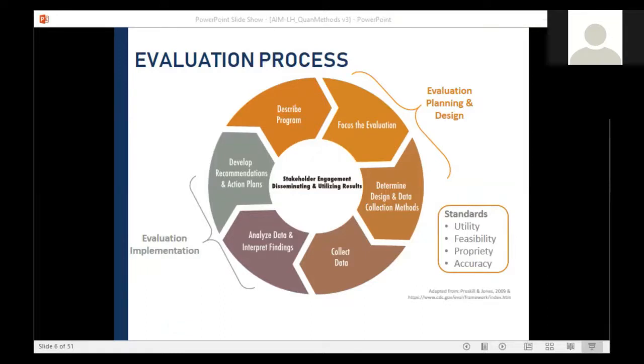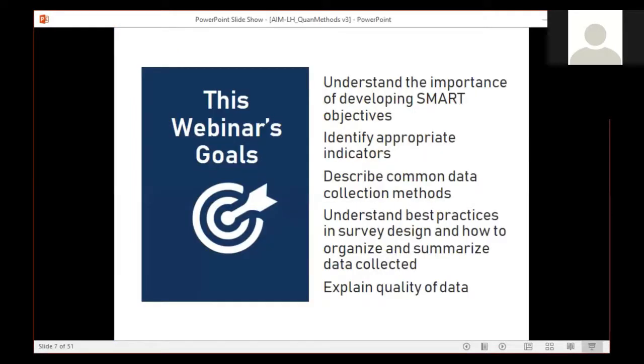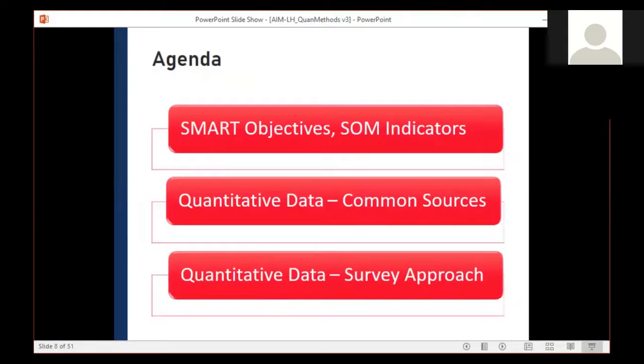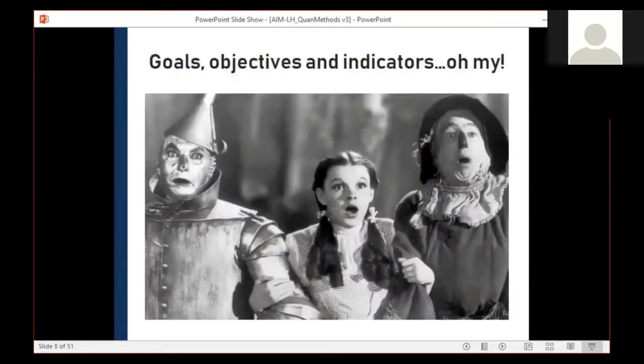For today's webinar, we're still hanging out on the evaluation planning and design side, and we're touching a little bit on describing the program and then diving into data collection methods. These are our goals for you today. We've got several of them, and hopefully we'll quickly get through all the content that we have for you. Our agenda, we've divided it up into 3 parts, starting with objectives and indicators, and then moving into common sources for quantitative data, with the largest chunk of time devoted to the survey approach.